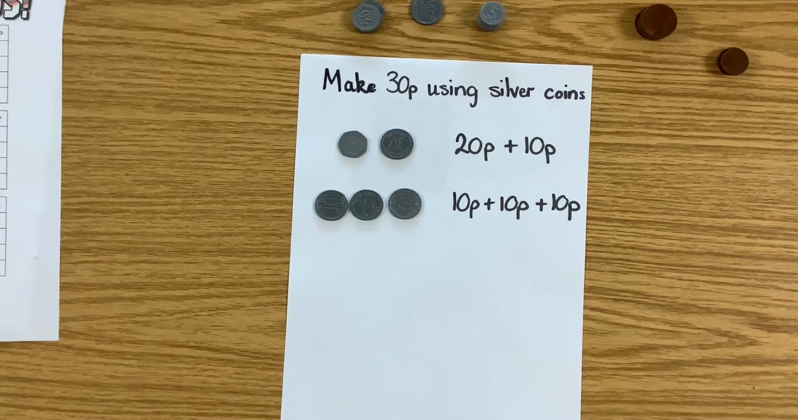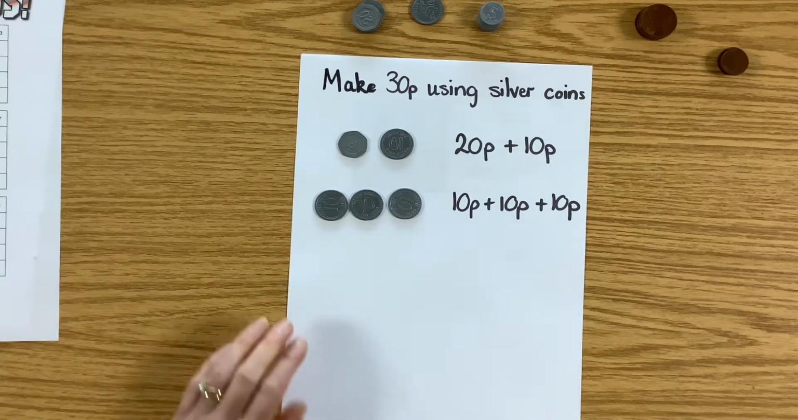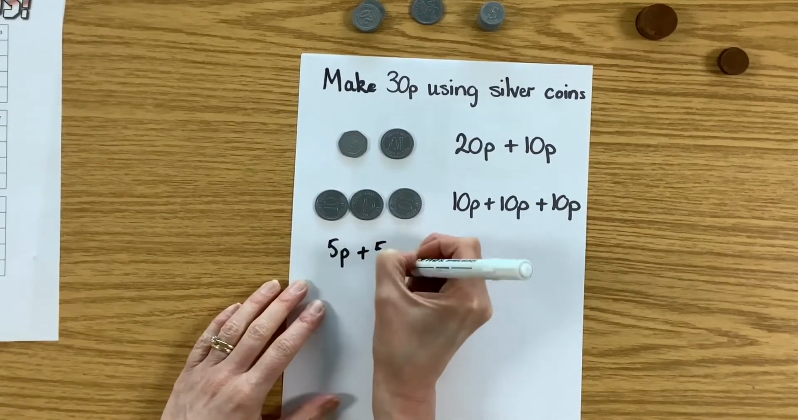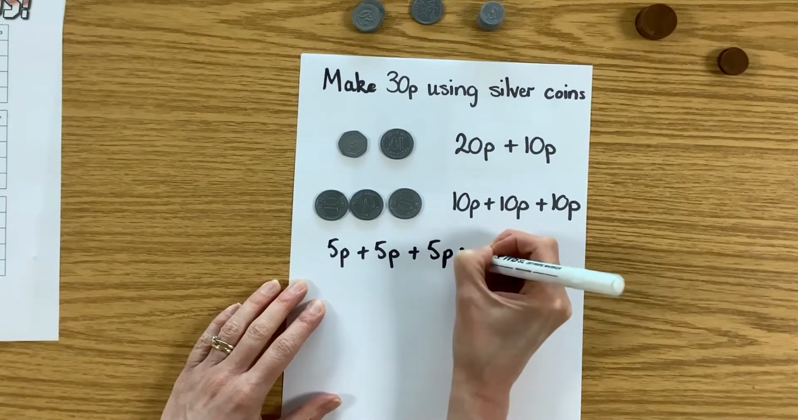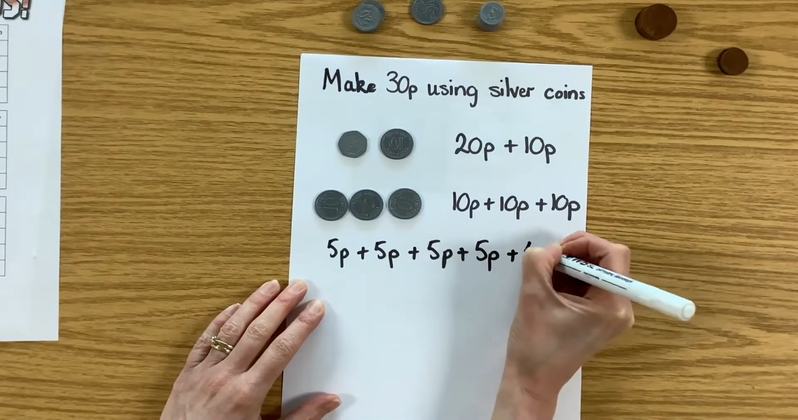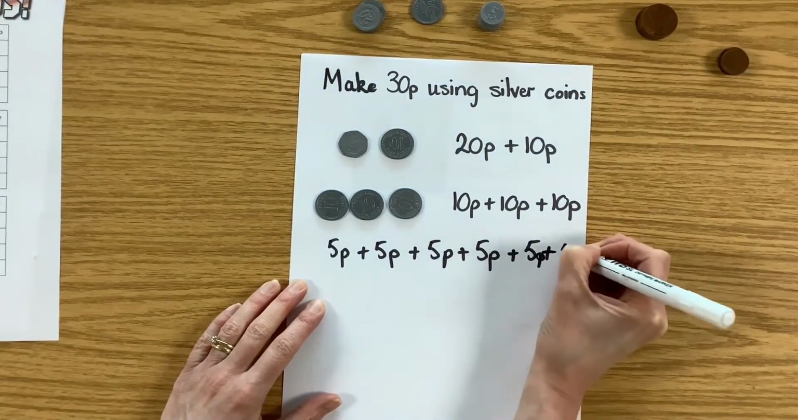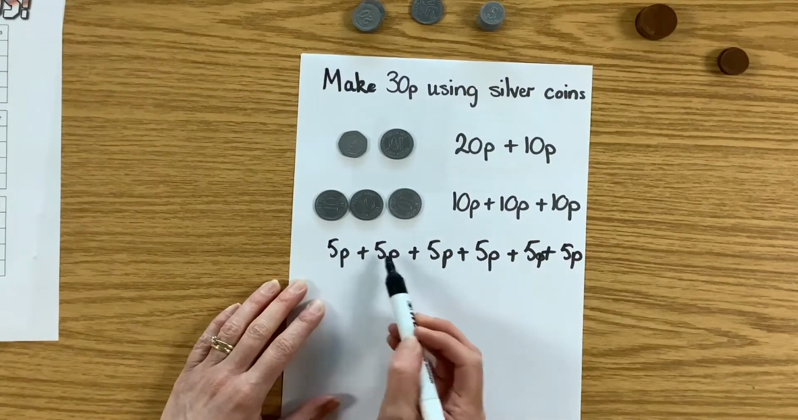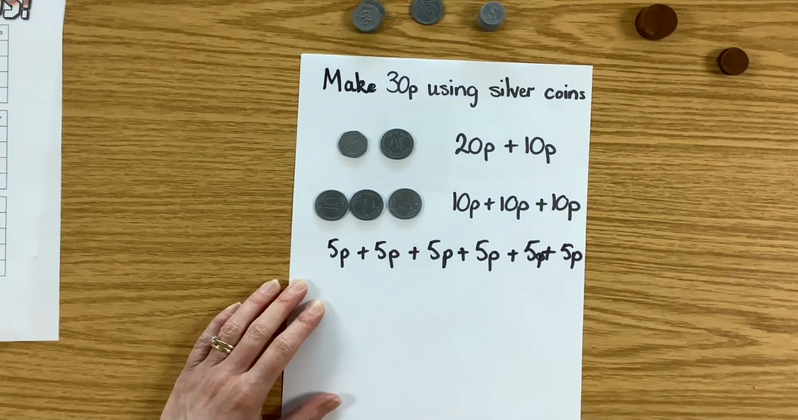Okay, how did you get on this time? How many different ways are there to make 30p using only silver coins? Well, I started off with a 20p and a 10p. Then I went to 3 10p's. When I was working it out, the next one I thought of was lots of 5p's. So I did 5p and 5p and 5p and another 5p and another 5p and another 5p. So I ended up using 1, 2, 3, 4, 5, 6 5p's: 5, 10, 15, 20, 25, 30p.